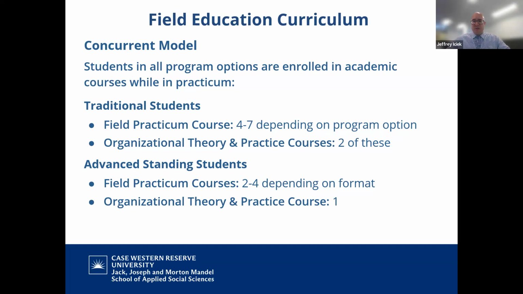Just some nuts and bolts about field education. Depending on the program format, students will take anywhere from 4 to 7 practicum courses. And that's really just the course credit they receive for completing their field hours. So again, if your student is in the weekly format, they complete 4 semesters of field education. If they're in the online or weekend format, they do 7 semesters, but fewer hours per semester.